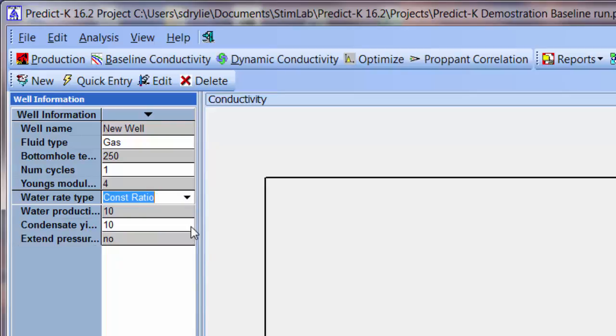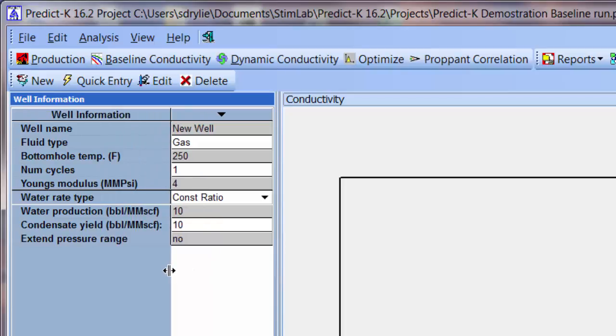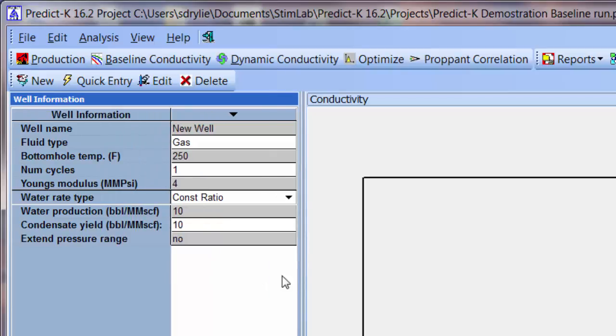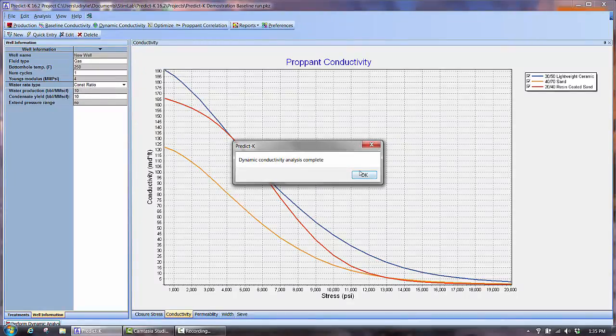The remaining hydrocarbon phase is set as a ratio to the main produced fluid. Since this is a gas well simulation, both oil and water are input as barrels per million standard cubic feet of gas in the default units. If we expand all the tabs, you can see the units required shown on the screen. Finally, running the simulation will populate many of the same graphs that are available in baseline conductivity.